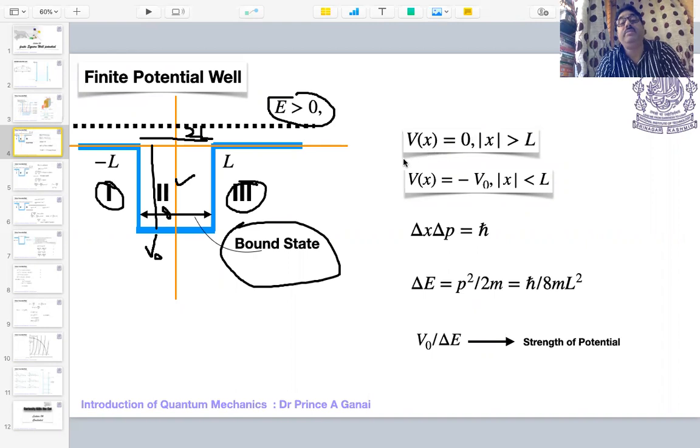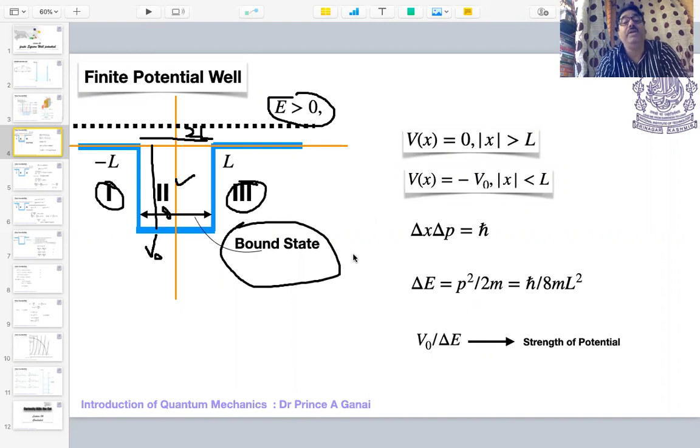So that is given by V(x) equal to 0 for |x| greater than L, and V(x) equal to minus V naught for the modulus of x less than L. Right. So now we have some understanding of this potential.